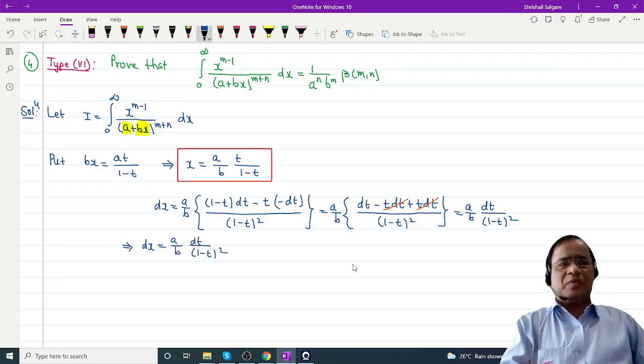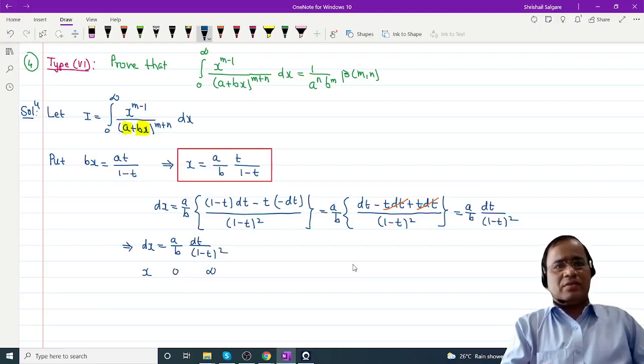Okay, now I will come to the limits. Now first I will write the given limits. Given limits, x is equal to 0 and x is equal to infinity. So what are the new limits for t? So again I will give 1 minute. Try to think on that and tell me the values.